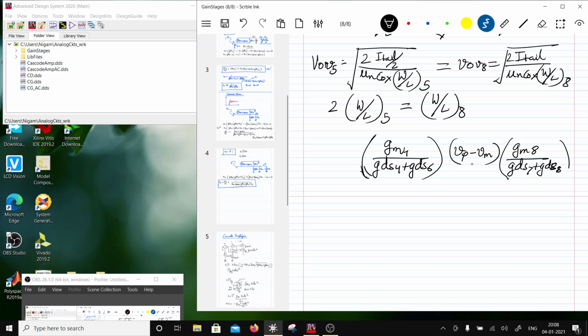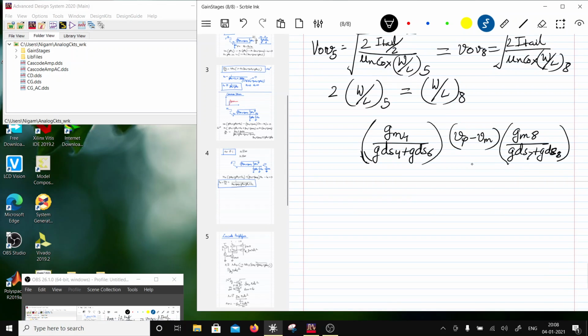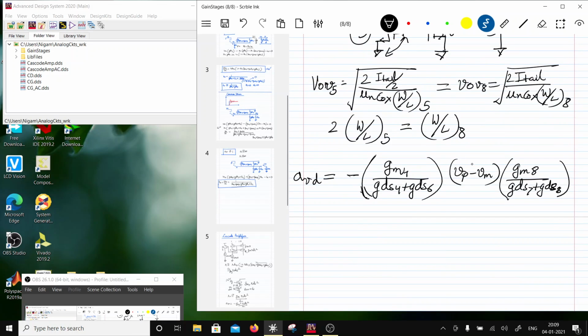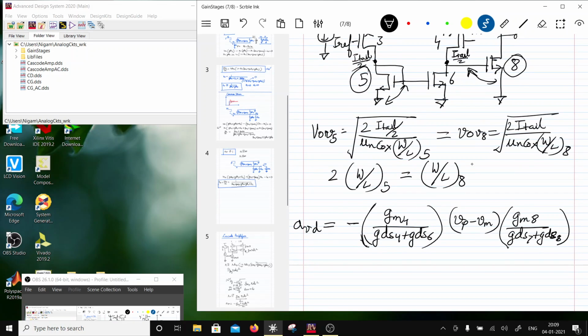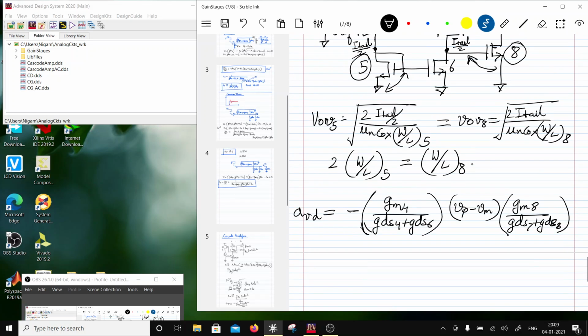GDS8 times this, which will be a negative number, should be equal to V differential. So this will be the differential gain of an op amp. Now if I want to keep VP and VM the same, so this is 180 degrees out of phase, right?